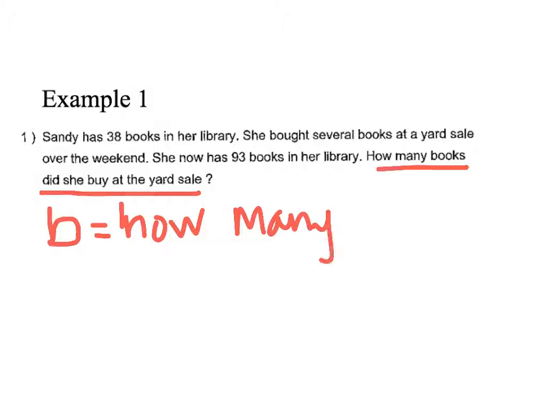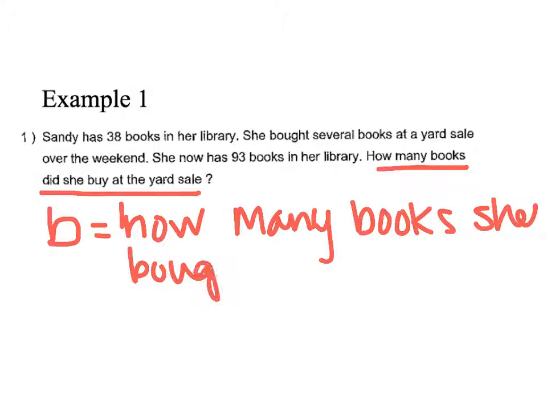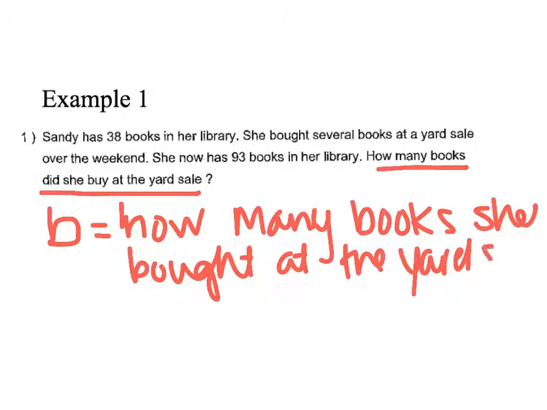How many books she bought at the yard sale. You can't just say B for books, okay? It has to be a little more specific than that. How many books she bought, how many books she bought at the yard sale, something like that.